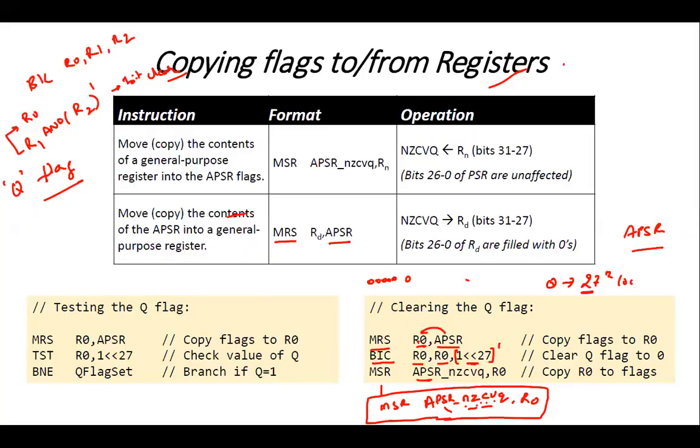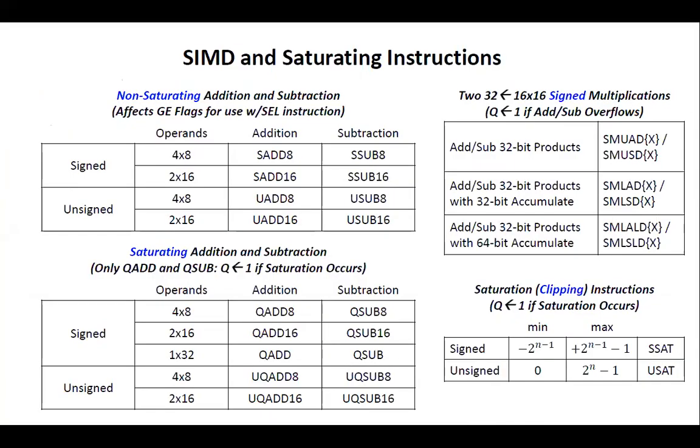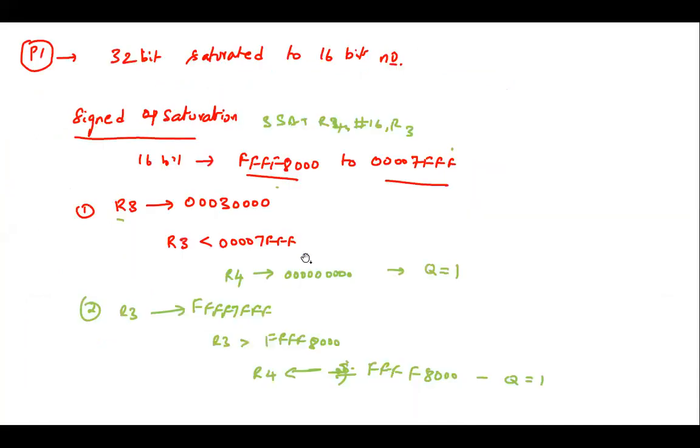Fine. I think up to this point we are clear, and also clear on what all those 8, 16, 8 are referring to. So we are going to see 32-bit program 1. We're going to see a 32-bit value saturated to a 16-bit number, a signed operation, and how it changes from one form to another.